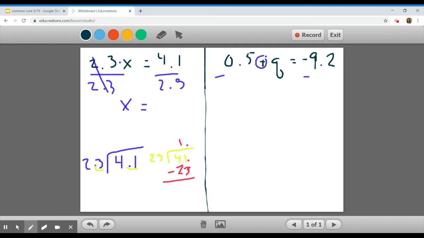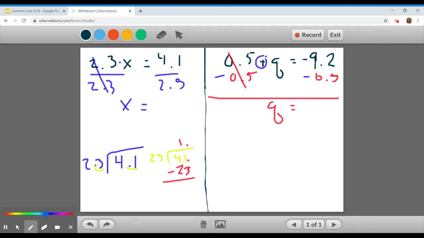On the right side, we know it's going to be a subtraction since I see addition. I'm subtracting 0.5 from both sides. That's going to cancel. I'm left with Q equals. And the tricky part on the right is the fact that I have a negative and I'm subtracting another negative. This is where I think most people might make mistakes.